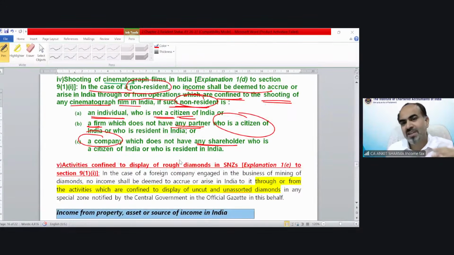So we have discussed the business connection concept till now. Now we are left with some more provisions regarding income deemed to arise or not deemed to arise, etc. And that we will discuss after the break.